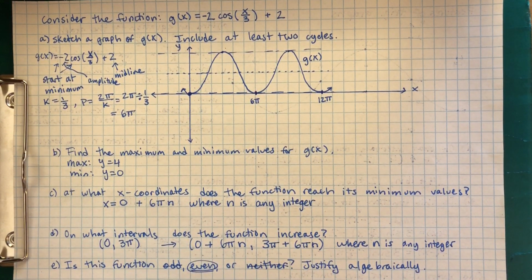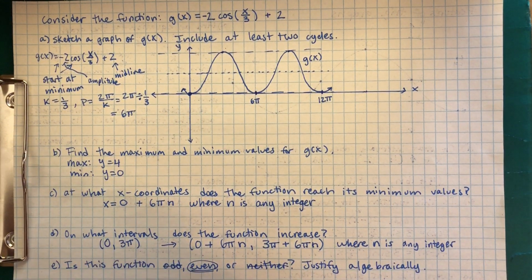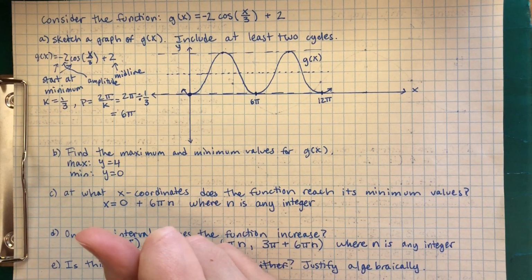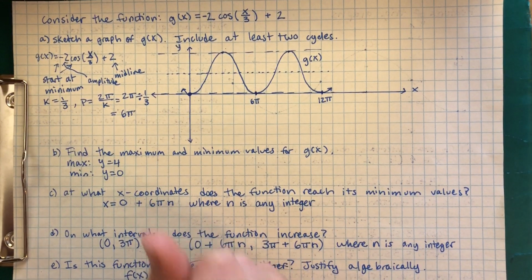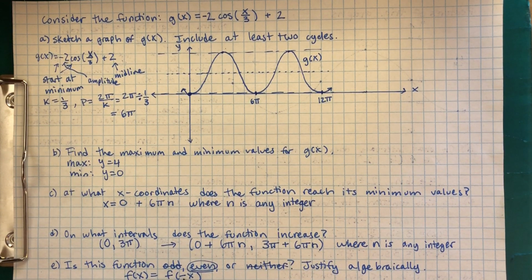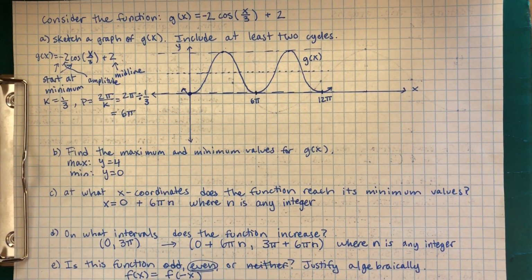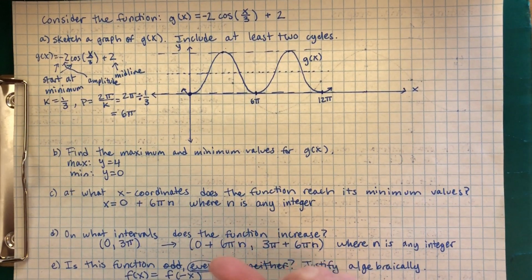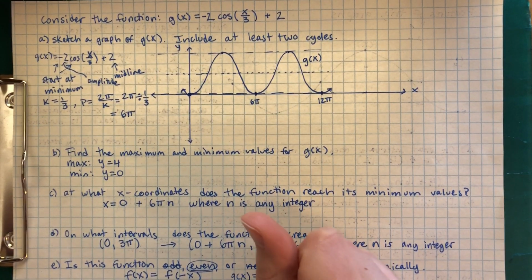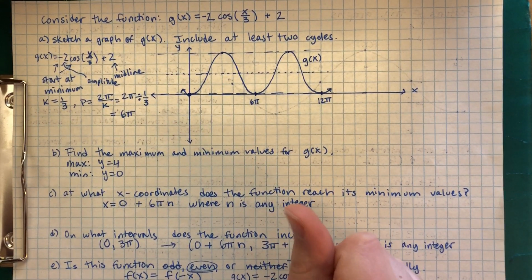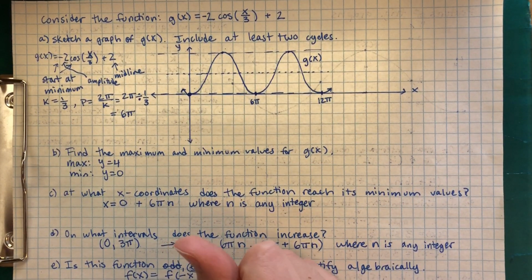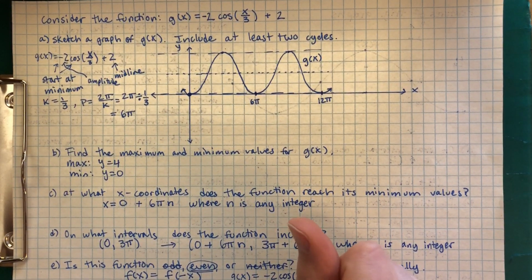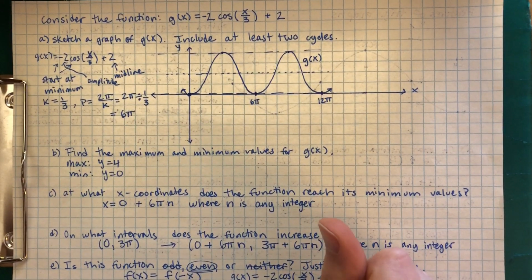but let's see how that works with our algebraic rules. So if it's even, that means that f of x and f of negative x are the same. If you take x and you replace it with negative x, you get the same answer. And if we take g of x equals negative 2 cosine x over 3 plus 2, g of negative x is negative 2 cosine negative x over 3 plus 2.